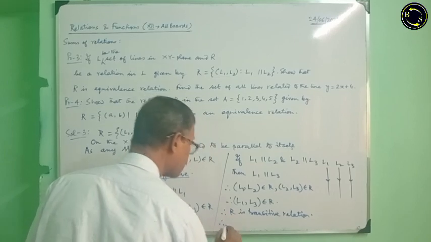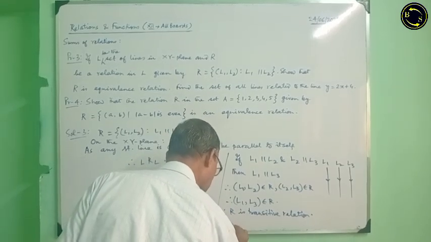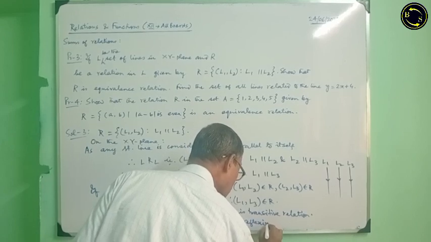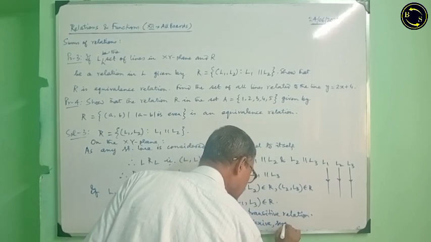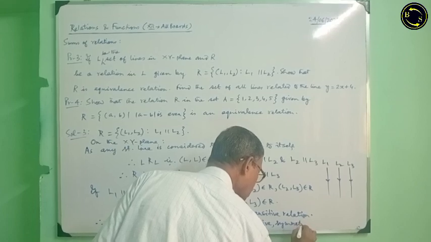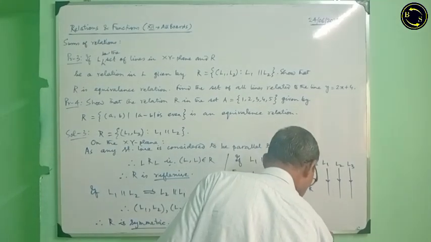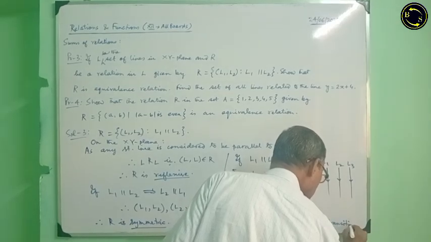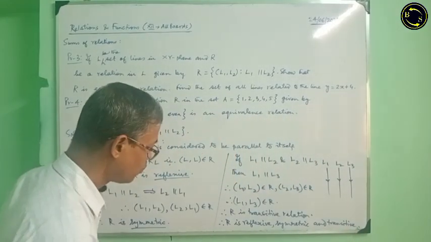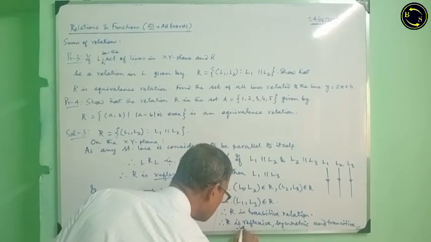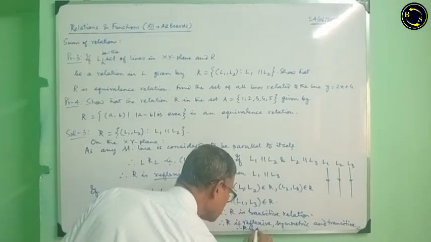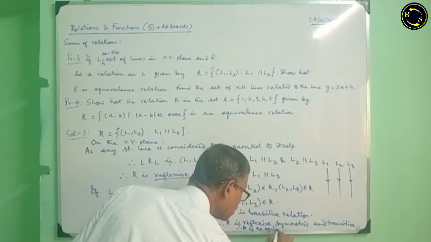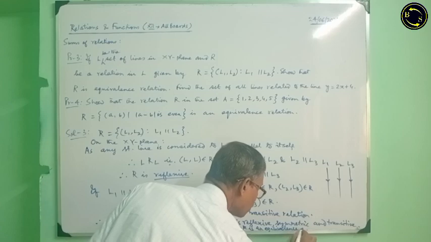Therefore, R is reflexive, symmetric, and transitive. Therefore, R is an equivalence relation.